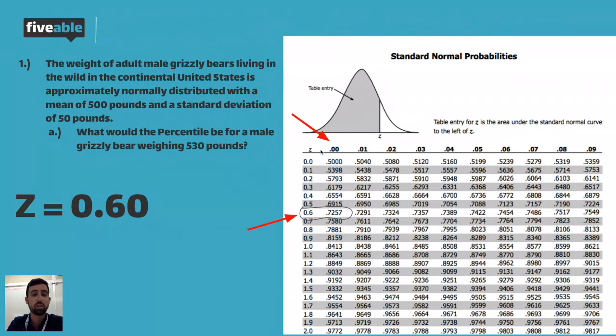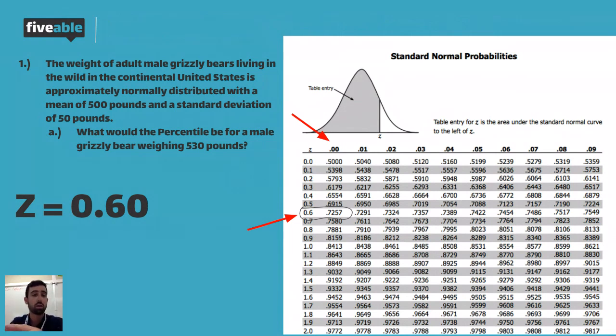So what does that mean? Well, that means that a bear weighing 530 pounds is in the 72nd percentile. And we covered percentile last video, so go back and check out the last video to understand exactly what percentile is. But essentially, it means 72.5% of the data falls below that score. So 72.5% of male grizzly bears weigh less than 530 pounds.